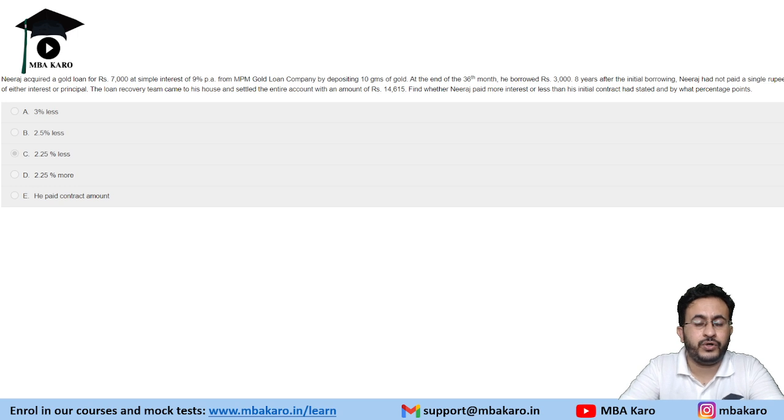Neeraj acquired a gold loan for rupees 7,000 at simple interest of 9% per annum from MPM Gold Loan Company by depositing 10 grams of gold. At the end of the 36th month, he borrowed rupees 3,000. 8 years after initial borrowing, Neeraj had not paid a single rupee of either interest or principal. The loan recovery team came to his house and settled the entire account with an amount of rupees 14,615. Find whether Neeraj paid more interest or less than his initial contract had stated and by what percentage points.